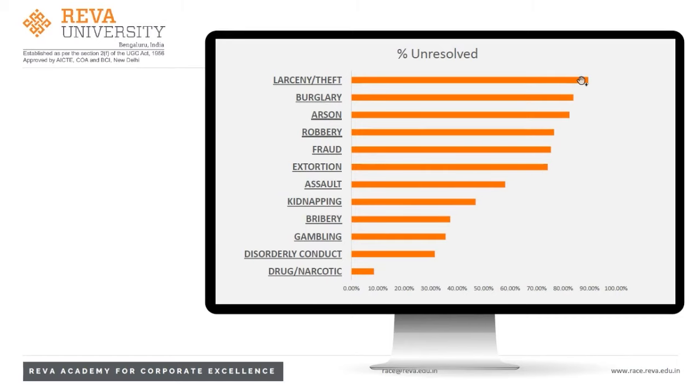I see a stunning 90% of the incidents of crime under larceny and theft going unresolved, followed by burglary, arson, and robbery. These are the three kinds of crime that are mostly unresolved. Now you can see certain other incidents like drugs, disorderly conduct, and gambling. By and large, they have a higher resolution rate. That was the unresolved part. If I move on, you can see those cases which see high resolution.